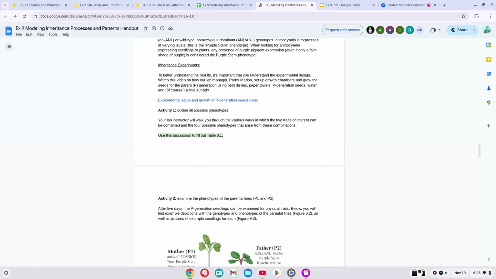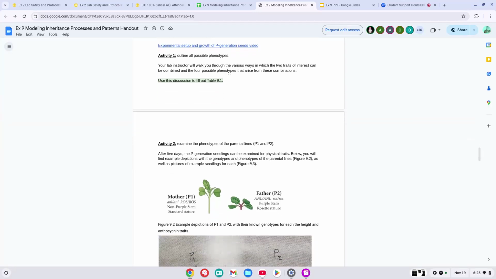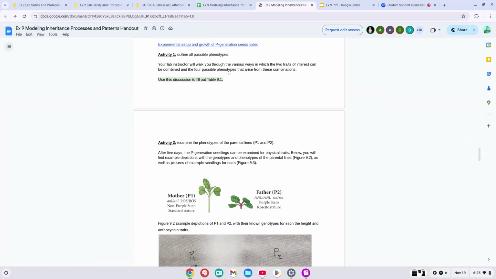And again, Mr. Marion kind of set up these growth chambers and grew these plants. And there's a video here if you want to check this out. But we're just going to outline all of those possible phenotypes that you can get from a dihybrid cross in activity 1. And then in activity 2, we're going to talk about the different phenotypes of the parental lines, so P1 and P2.